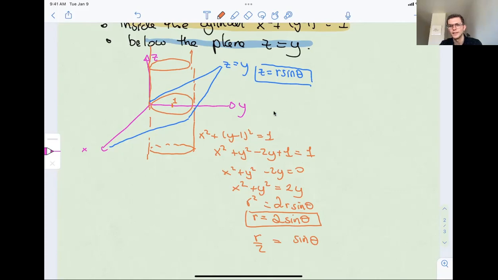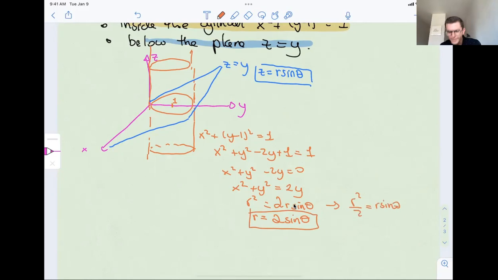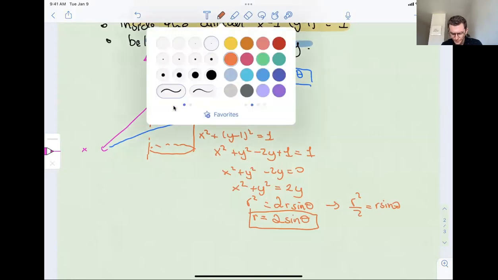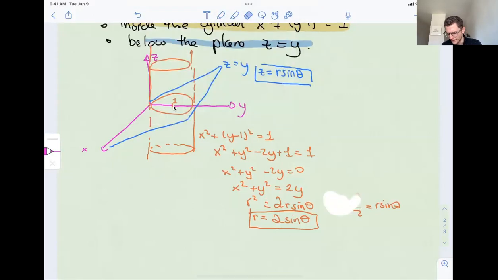Yeah, I meant in the r squared step. Oh, I see. It'd be r squared over 2 equals r sine theta. Yes, this would be z, but only when you're finding the intersection between the plane and the cylinder. If you're not finding the intersection, they're completely separate equations. Is that making sense? Let me erase this for a second.